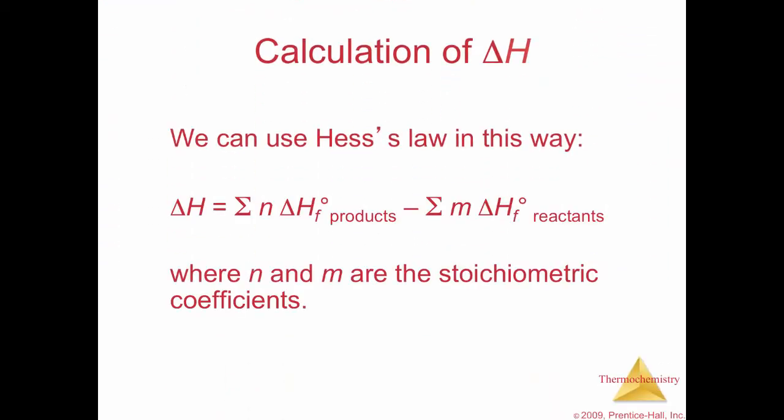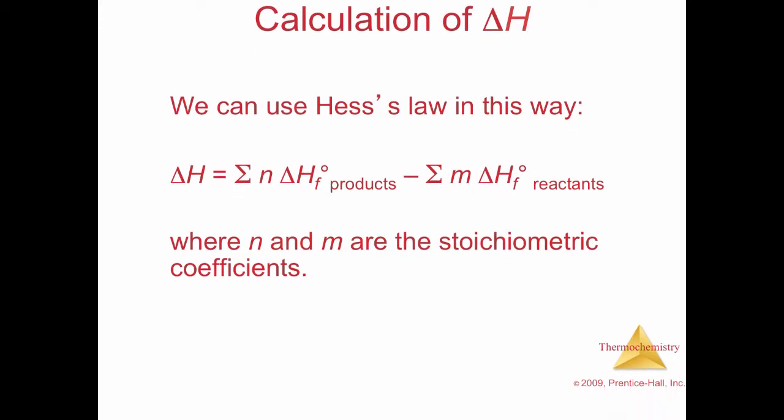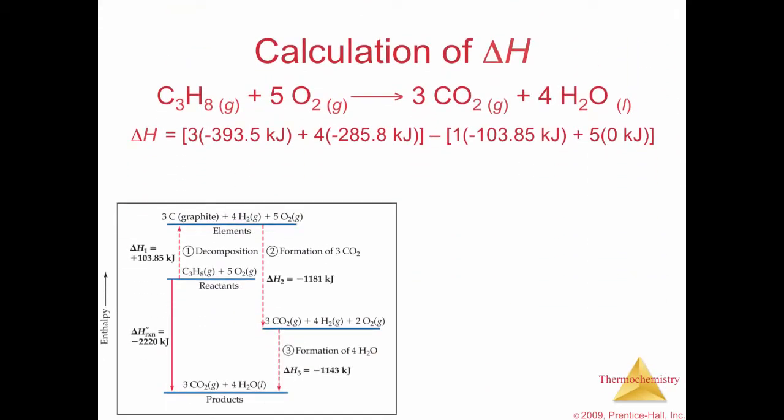We can use Hess's law in this way by taking the sum of the enthalpies of formation of the products minus the sum of the enthalpies of formation of the reactants, where n and m are the stoichiometric coefficients in the balanced chemical equation. These values, again, are found in the appendix of your textbook and are given as kilojoules at room temperature.